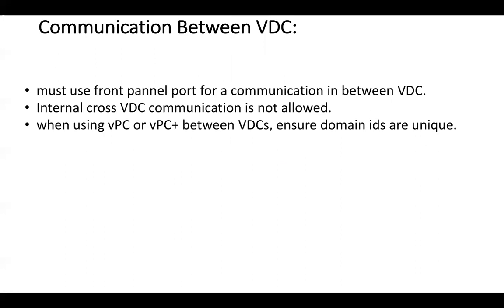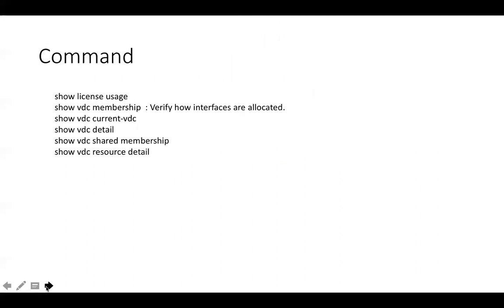Okay. And the third point is that whenever we are using vPC or vPC plus, ensure the domain ID is unique. This is applicable everywhere. Okay. Like whenever you have double-sided vPC or whenever you are creating vPC, please make sure you are using a unique domain ID. Okay. And then here we have command references. Whenever you create VDCs, there are a few reference commands which you can refer to.